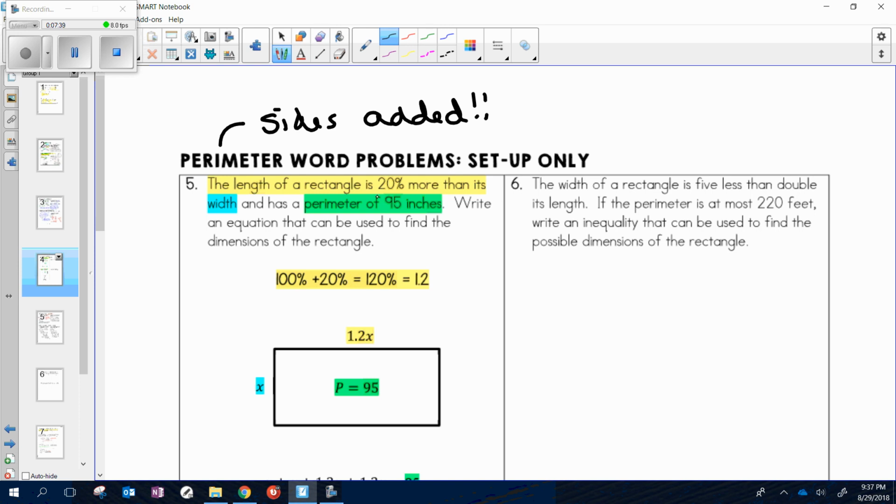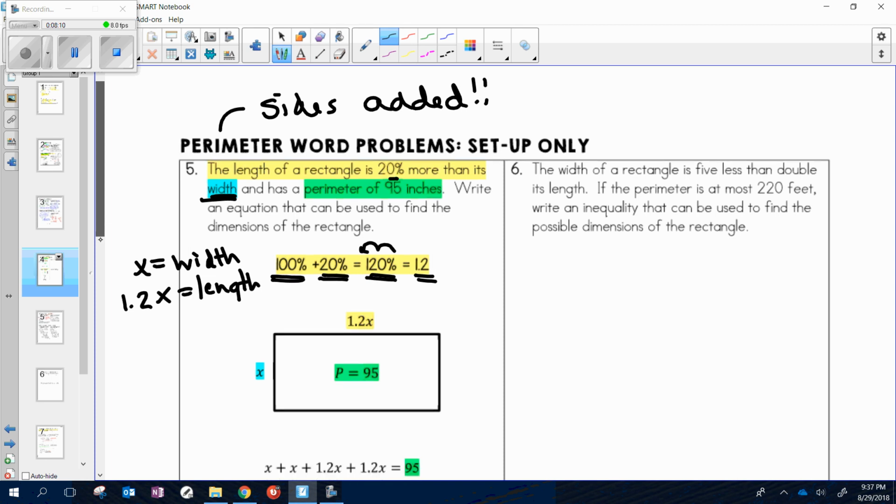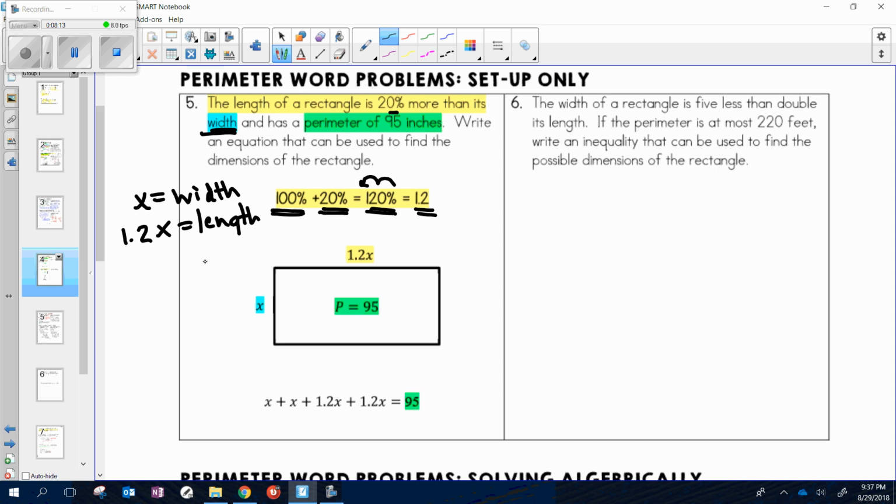The length of a rectangle is 20% more than its width. So I guess they didn't say this, but X is being used to represent width. And the length, they took 100% of the original plus an additional 20%, 120%. And when you move it away from the percent symbol, you divide it by 100, and you get 1.2 for your multiplier. So 1.2 times the width is going to be the length. So you might need to look back over that, but this is the labeling I need to do on my picture, the length and the width.